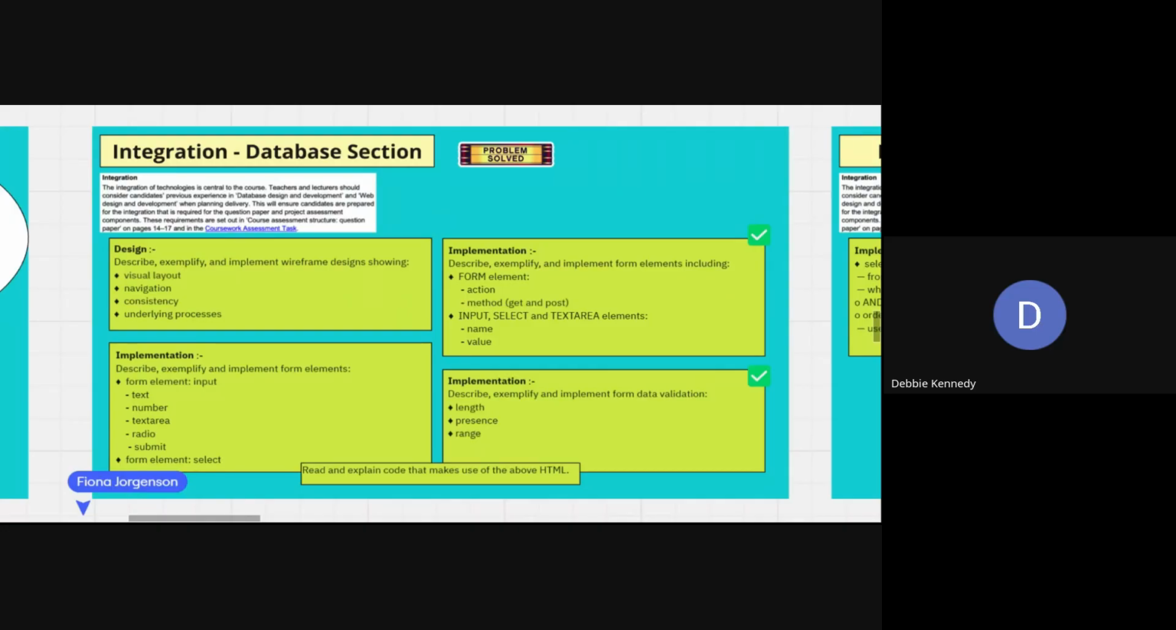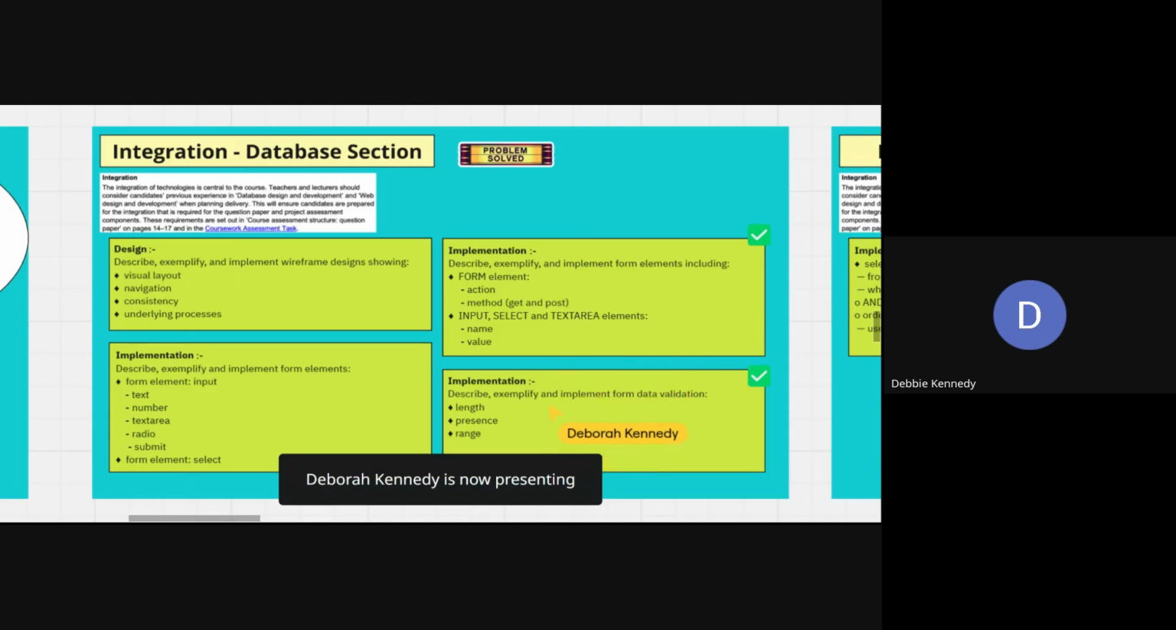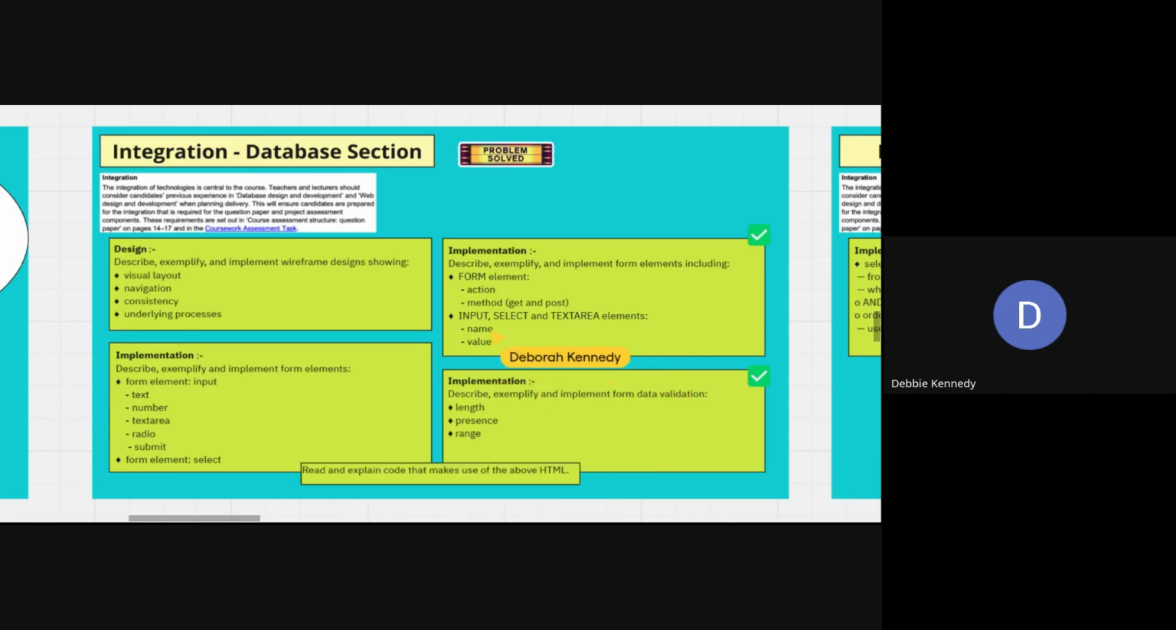So this part here is what web stuff your candidates would need to do if they were doing the database section. And it's mainly forms, right? It's mainly they have to be able to implement a form in the exam, and they have to be able to do the design for a wireframe. And there is also the read and explain code that makes use of that above HTML. So we need to make sure that we've passed that information on to our candidates.